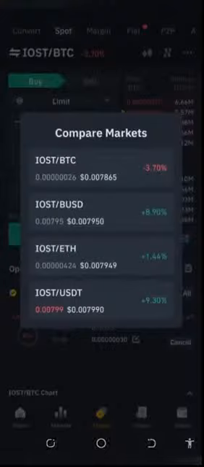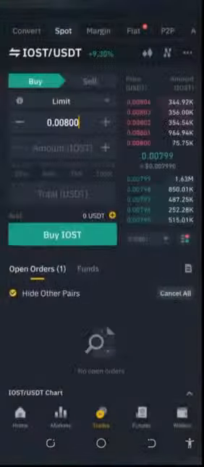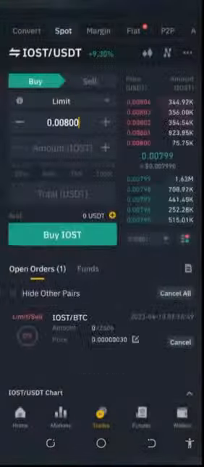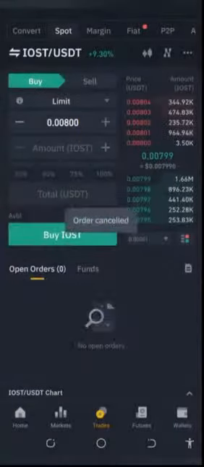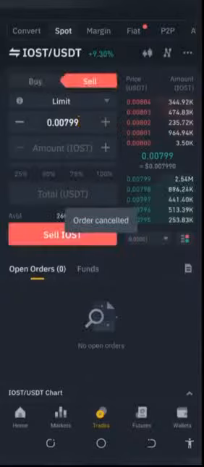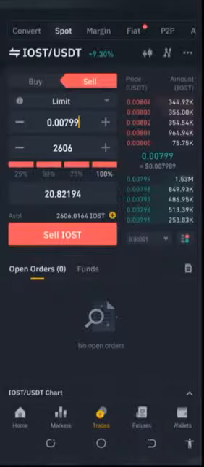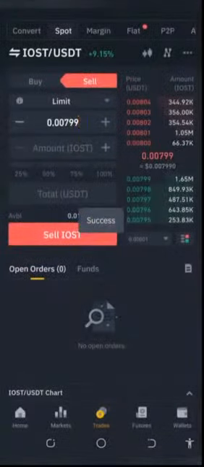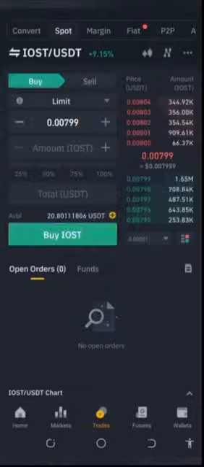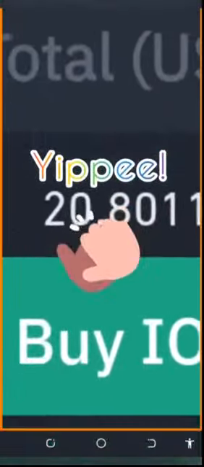Wow. You can see that the price IOST USDT is the highest. So I'm going to have to quickly do this before it begins to depreciate. So let's do this quickly. Let's cancel this. And let's see if we can actually sell and see what we can get. Wow, this is great. Let's go ahead and sell. Wow, did I get it sold? Yippee, we got it sold.